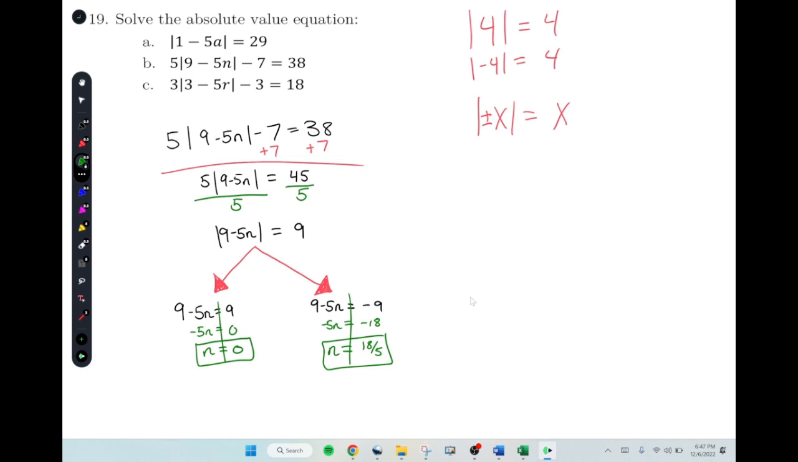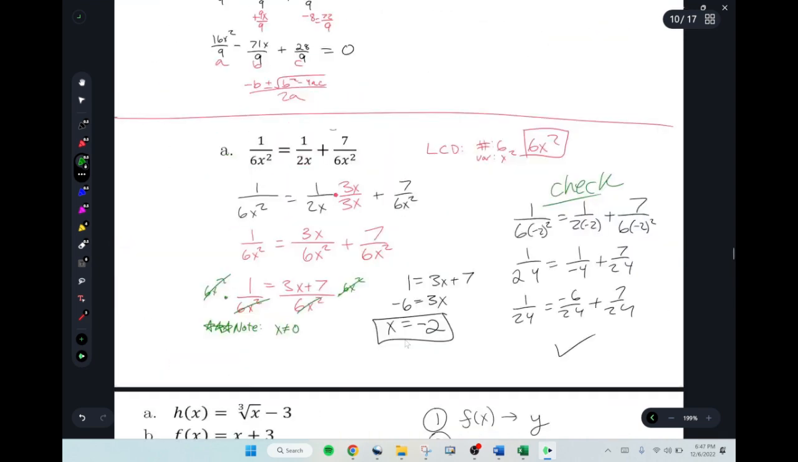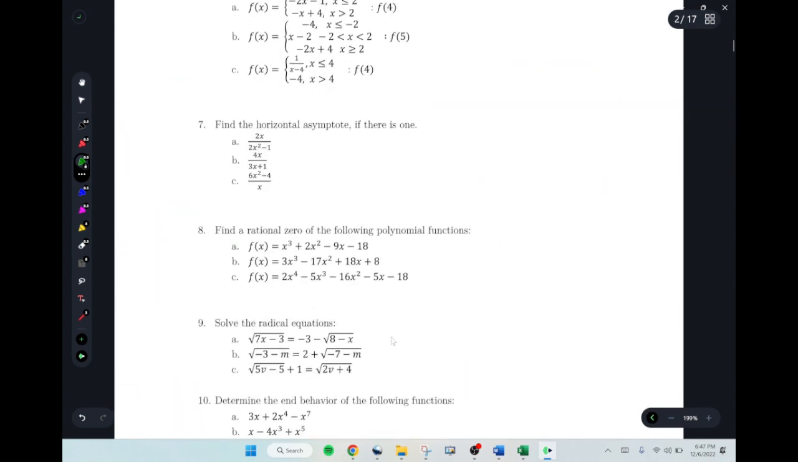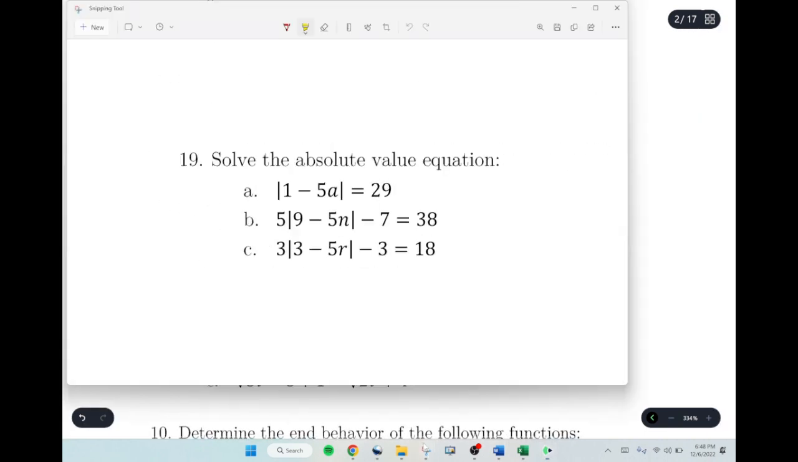Absolute values. HC? No. Yeah, we will. That's terrible.